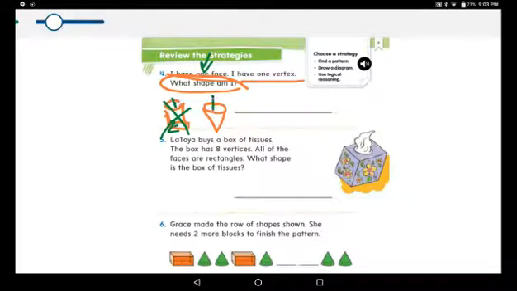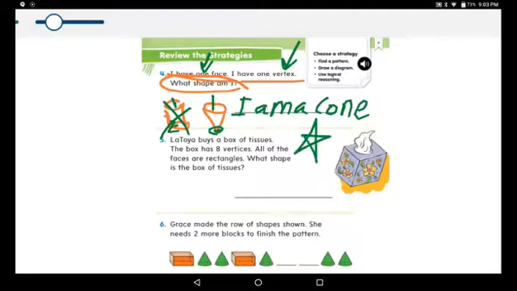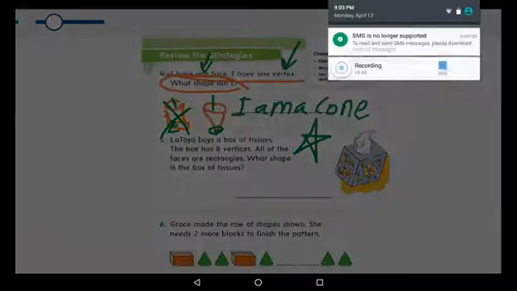Okay, great. Let's see. I have one vertex. I should have one vertex according to this question. So let's see. This is the one vertex. The vertex is where two sides meet, right? Yes. So what shape am I? I am a cone. Great job. Thank you so much for watching, guys. Please continue solving this page alone. Thank you so much.